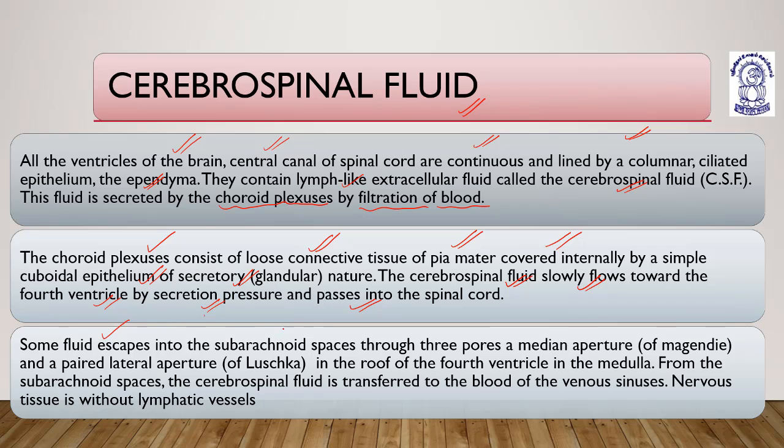Some fluid escapes into subarachnoid spaces through three pores: a median aperture of Magendie, and a paired lateral aperture of Luschka, in the roof of the fourth ventricle in the medulla. Some of the cerebrospinal fluid escapes into subarachnoid spaces through three pores. One is the median aperture of Magendie, and there are two laterally placed pores, the lateral apertures, known as foramen of Luschka, in the roof of the fourth ventricle in the medulla. From the subarachnoid spaces, the cerebrospinal fluid is transferred to the blood of venous sinuses.